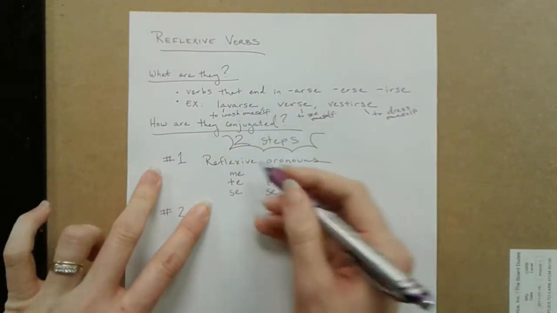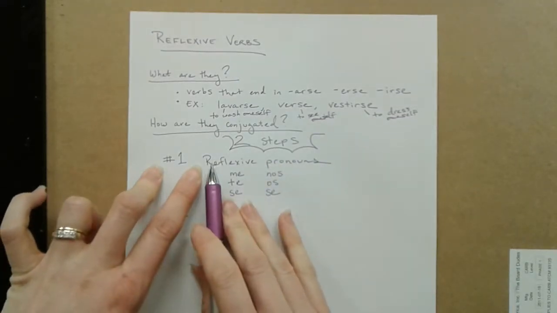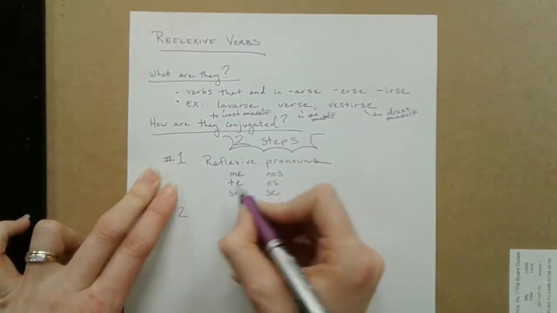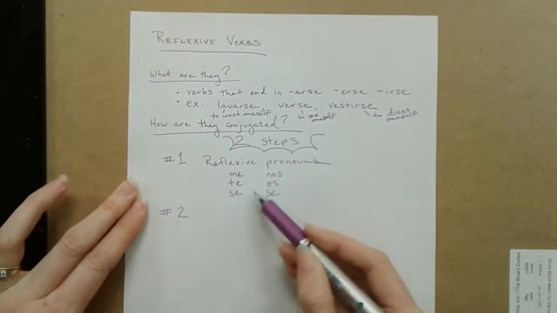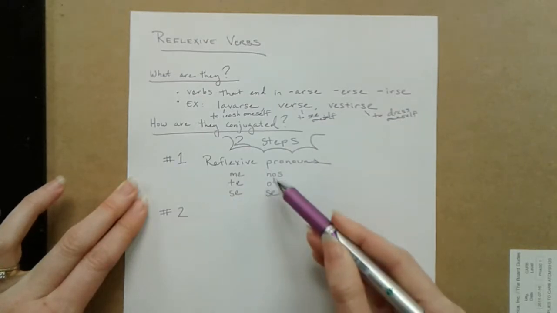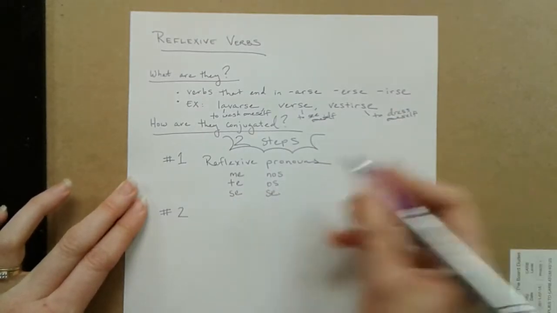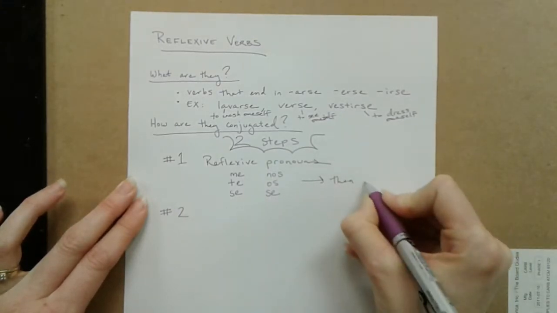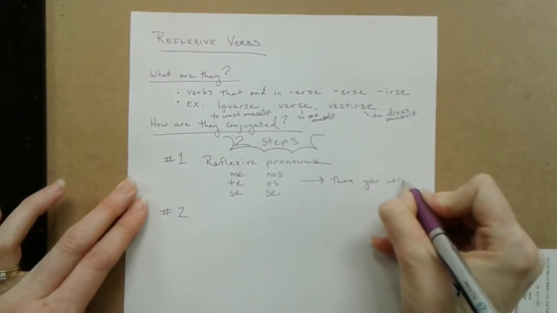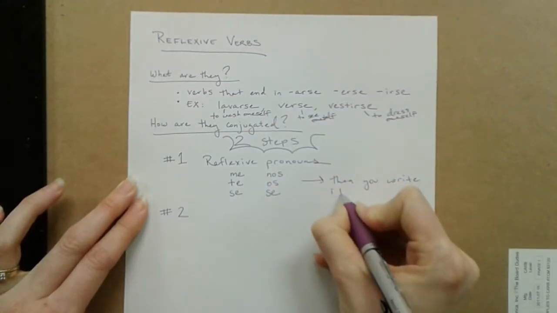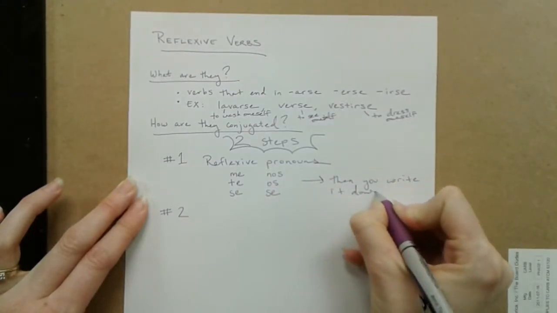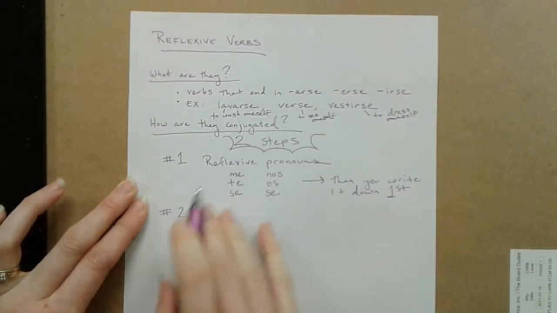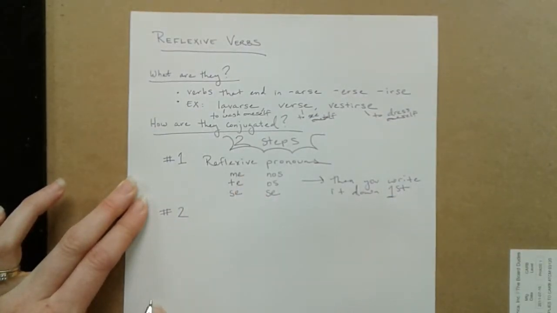All right, so this is what it looks like. First, you're figuring out which reflexive pronoun do I use. So you look at your chart. If you don't know which one each of these refer to, make sure that you take extra notes there. Then you write that down first. All right, so then you'll have out front one of these pronouns.